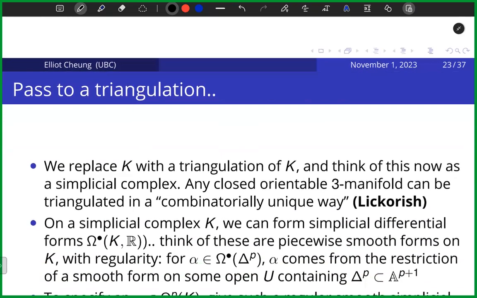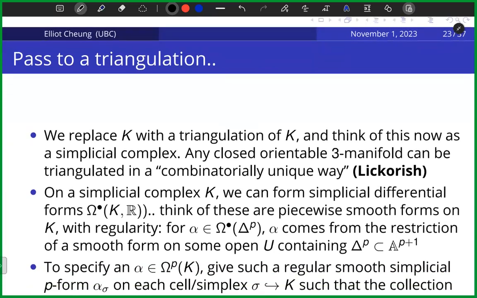So on a simplicial complex K, we can form simplicial differential forms. For now, we'll talk about just the de Rham, like C infinity forms without matrix coefficients. We think of these as piecewise smooth forms on K with some regularity. So if I have a form on a P simplex, this comes from the restriction of a smooth form on some open set containing that P simplex.